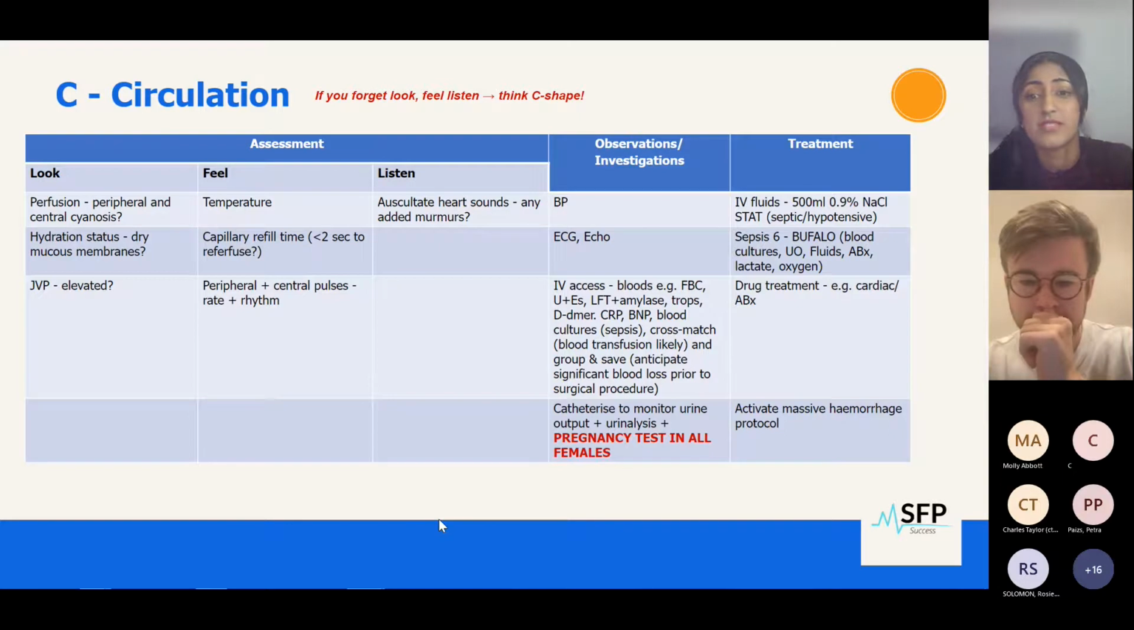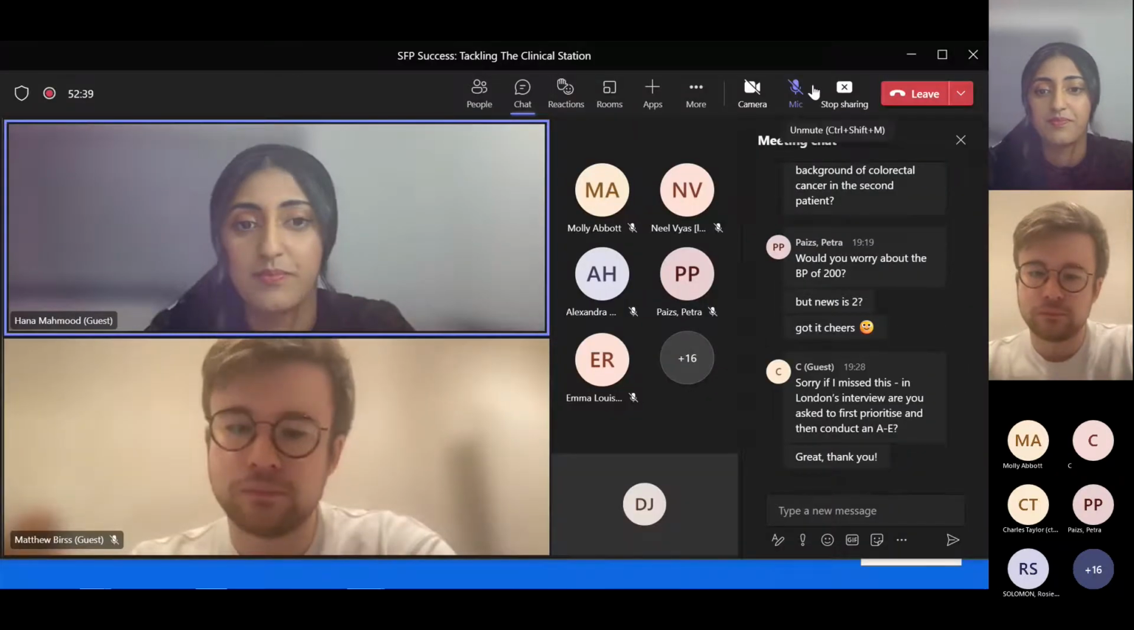Also during C, like we said, you can give drug treatment. So that might be your standard antibiotics for sepsis. Say that you would refer to the local hospital guidelines, look on Microguide, or you might need to give literally any other drug treatment for whatever the condition could be. So it might be cardiac drugs, it might be something else.